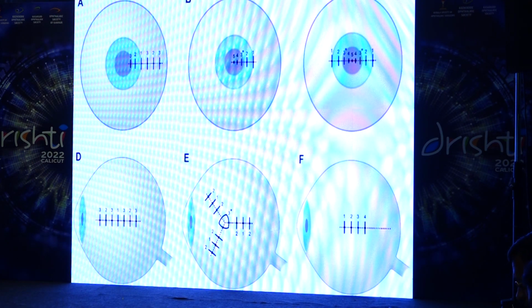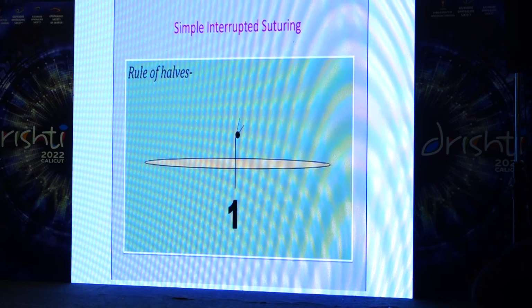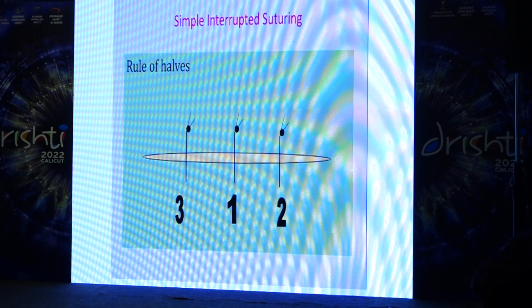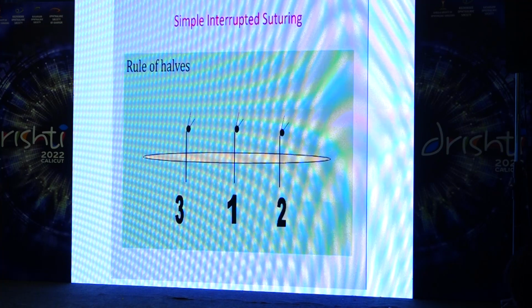So the main important thing is the planning of the surgery. You find the first anatomical point, mostly the limbus in most cases. You approximate the limbus first, then divide the wound into two equal halves, then suture on either side with equal tension.